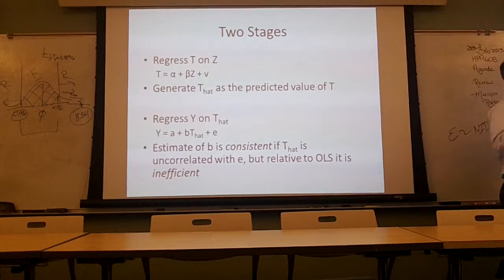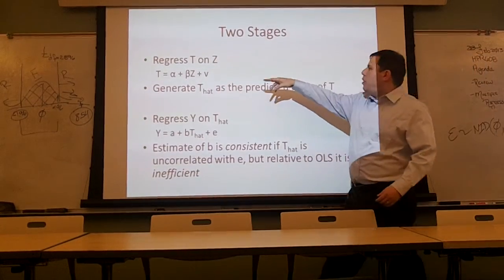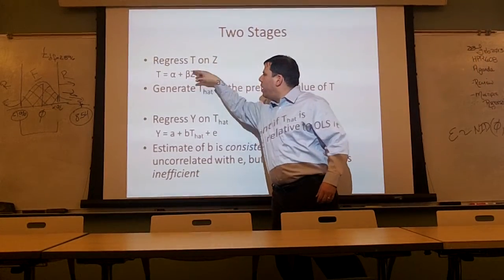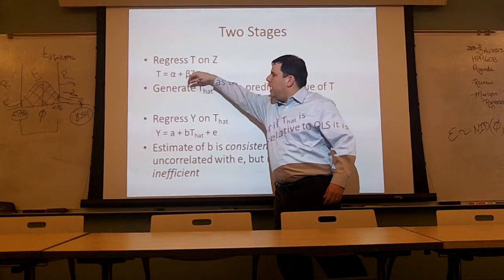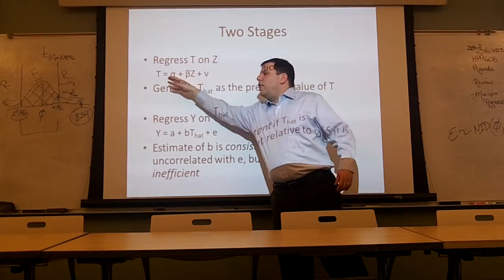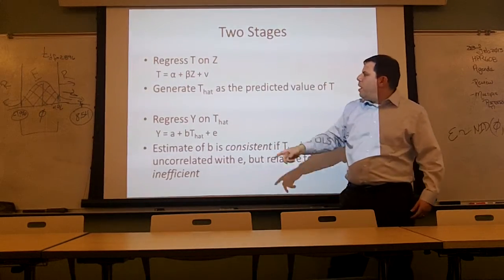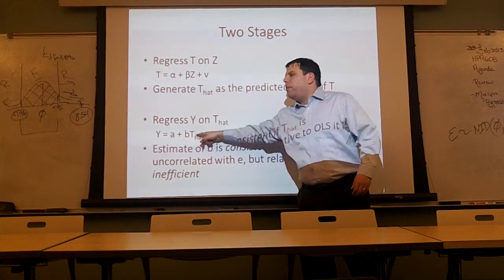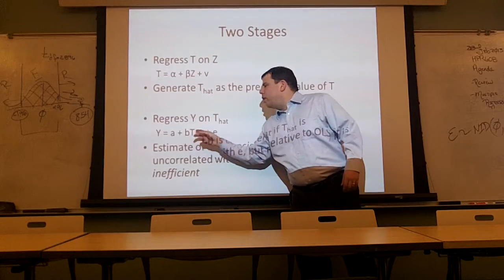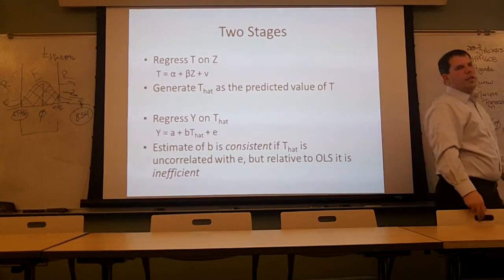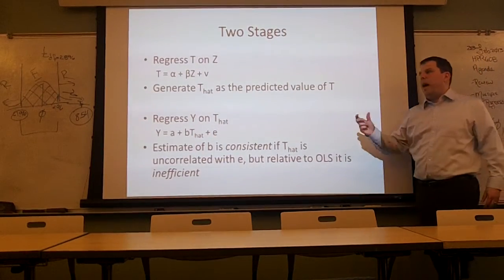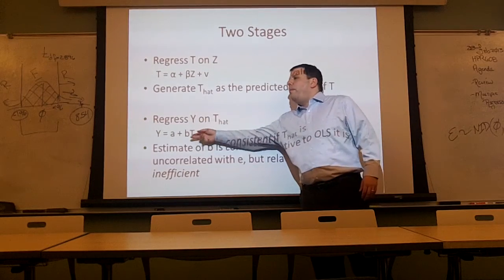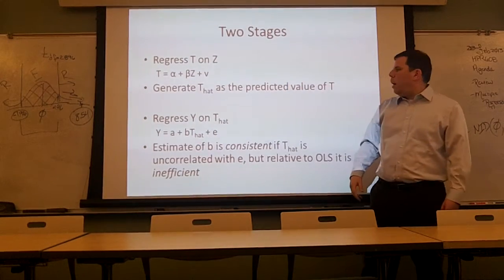That's how we're purging Z. We're purging T, the treatment, of everything, and just leaving it with this Z, the influence of Z on T, left over in T hat. Take that T hat, and now instead of regressing Y on the treatment, we're regressing Y on the predicted value of the treatment. If this is a binary treatment, it would be a predicted probability between 0 and 1.